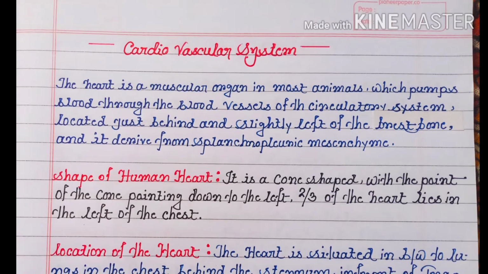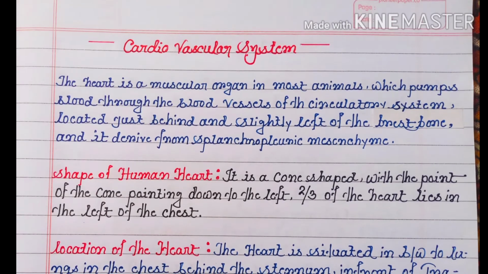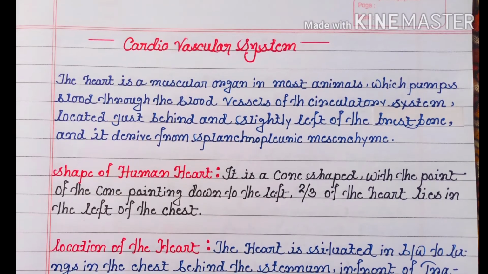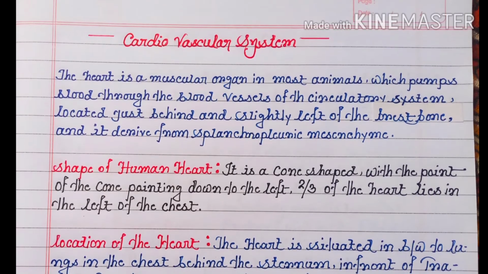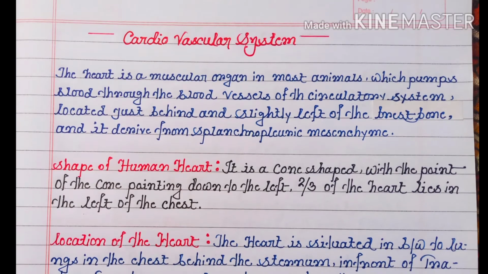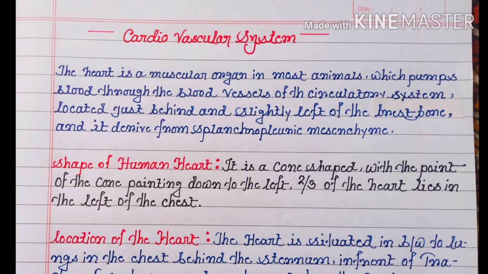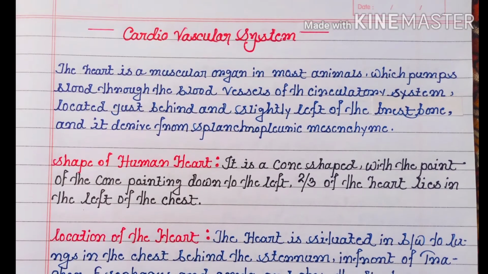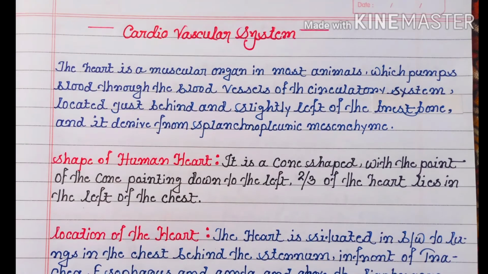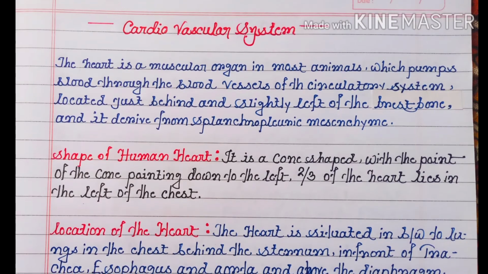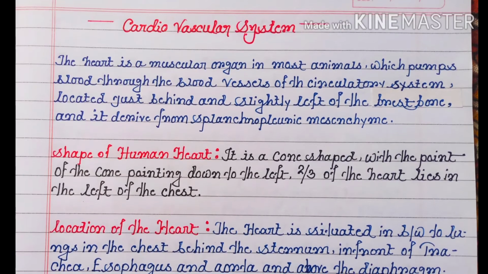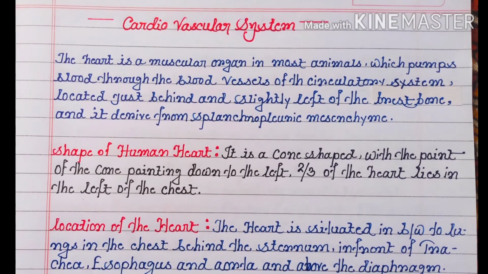Now let's talk about the heart. The heart is a muscular organ in most animals which pumps blood through the blood vessels of the circulatory system. It is located just behind and slightly left of the breastbone, and it is derived from splanchnic mesenchyme.